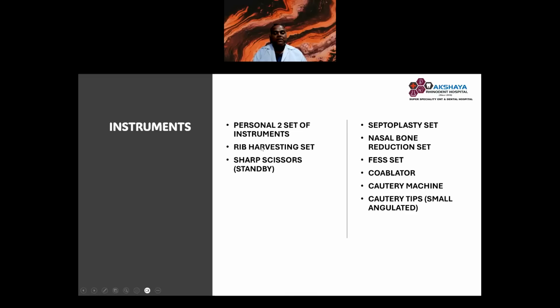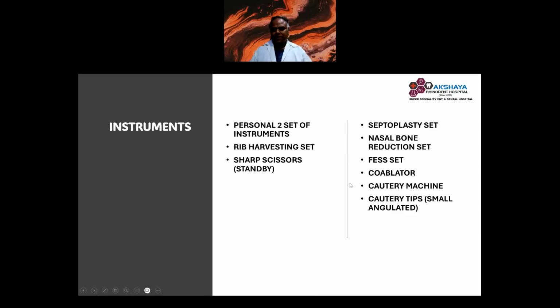So you must be ready with the rib harvesting set also. Sometimes there will be surprises. Sometimes you will not get enough cartilage in the septum. If you need a good strong cartilage, then you may have to harvest the rib cartilage. So be ready and take the consent of the patient. If required, we will harvest the rib. And if the minimum cartilage is required, you can always go for postauricular cartilage harvesting.